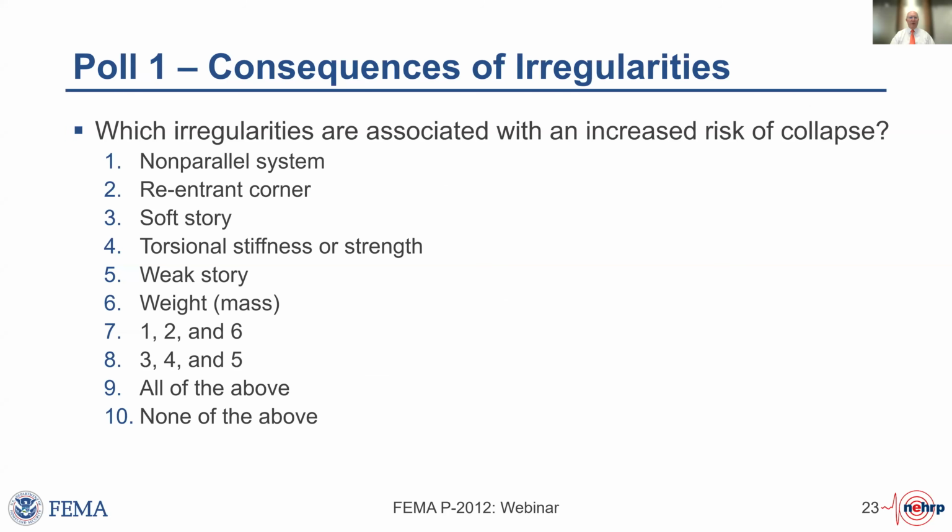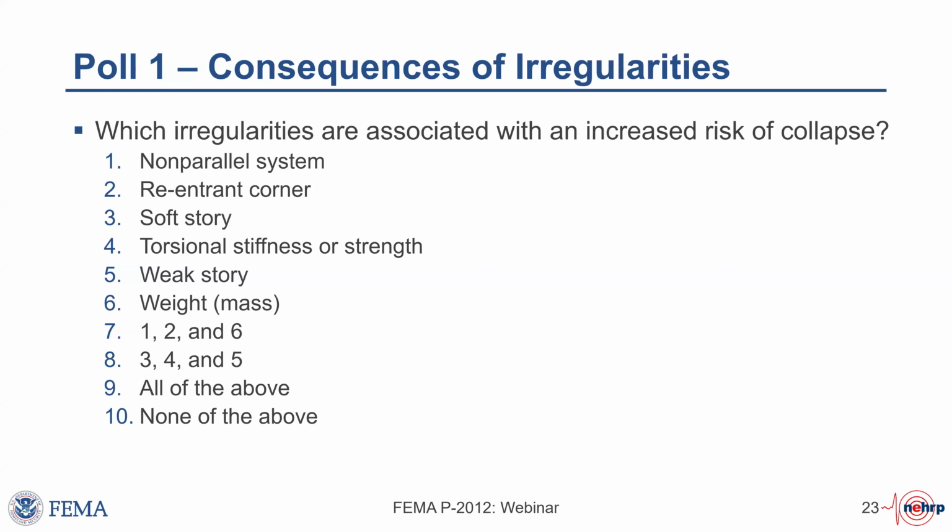So this brings us to our first poll. Great, so I'm launching it. So this poll is, which irregularity or irregularities are associated with an increased risk of collapse? Non-parallel system, reentrant corner, soft story, torsional stiffness or strength, weak story. And then there are a couple options that allow you to pick multiple. So just be aware that the first few options are just that irregularity.